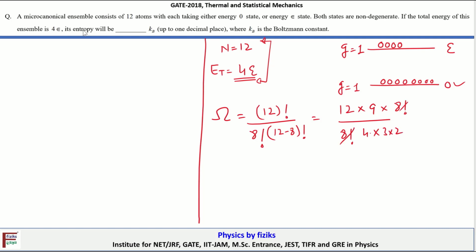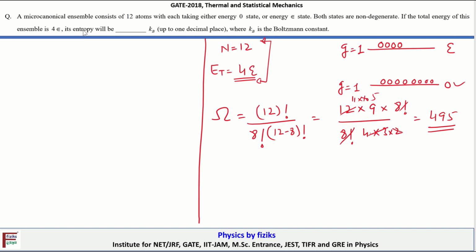So 8 factorial will cancel, 4 times 3 is 12, and then, no, I think I made a mistake there. Here we will have a factor of 11 and 10 also. Then we will have 2 fives are 10, and this will give a factor of 495. That's omega, this is omega.